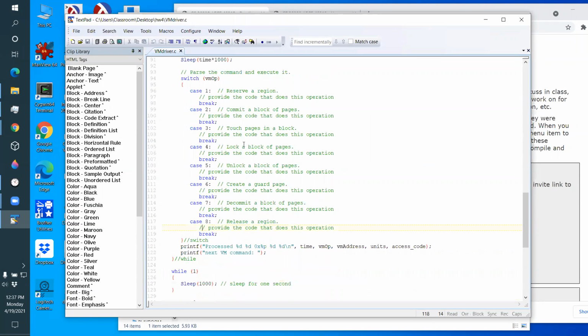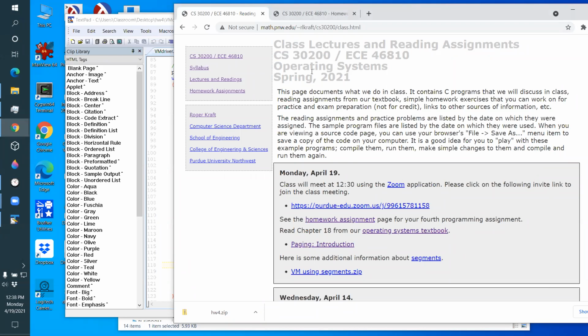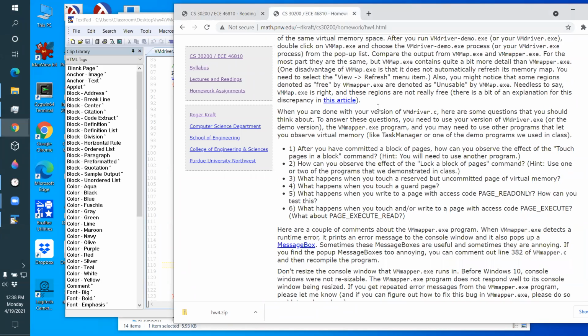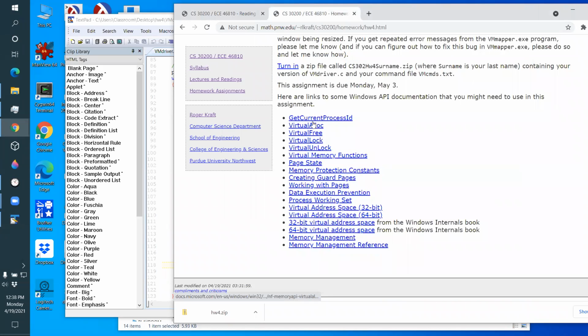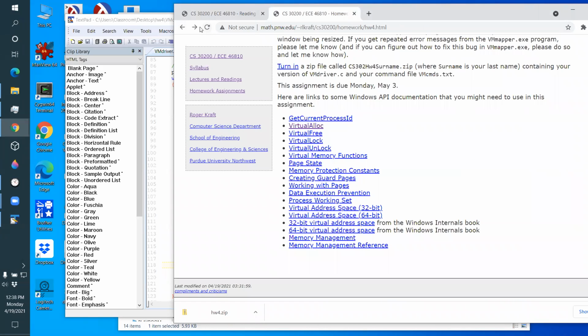bunch of documentation, because each one of these case statements is solved by a function in the Windows operating system. So you have to learn how programs talk to the operating system about virtual memory. That's what this program assignment is about. And in the homework assignment, at the bottom, these are the functions. VirtualAlloc, for allocating virtual memory. This is the basis of how malloc is actually written. What you're learning is what is underneath programs like malloc that allocate memory.